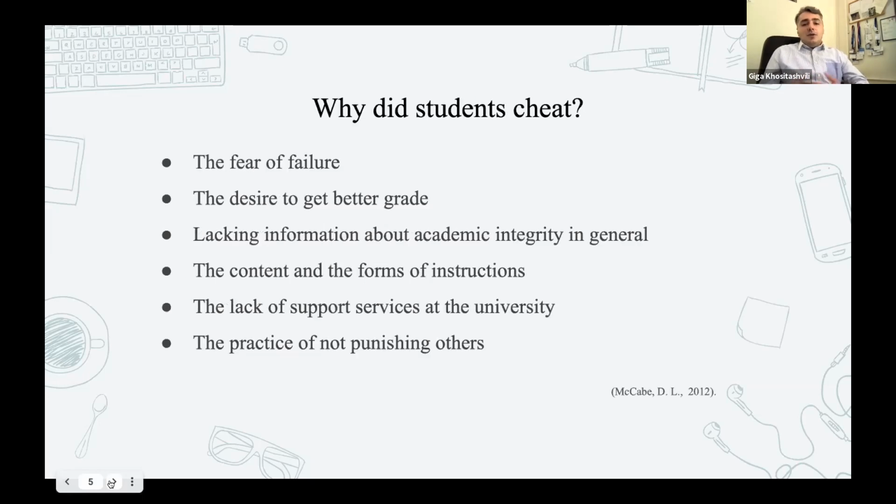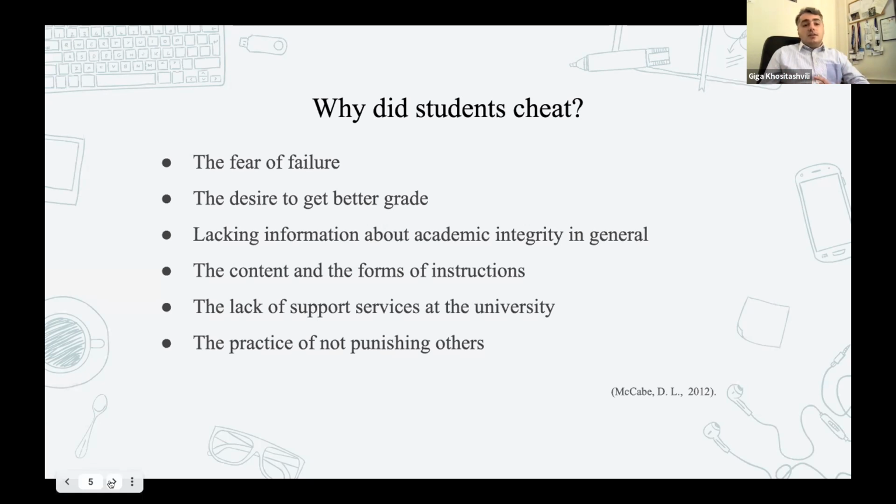So then when we see that there are some cases of academic misconduct, the number one question that comes into our mind is, why did students cheat? Why did they do this kind of misconduct? Here I just listed some of the very common reasons. They were known to the public before the pandemic as well.